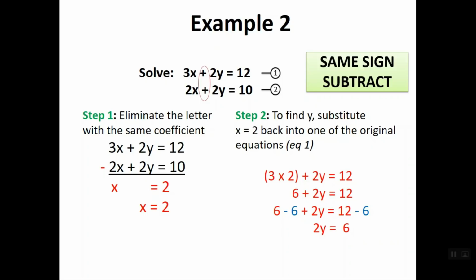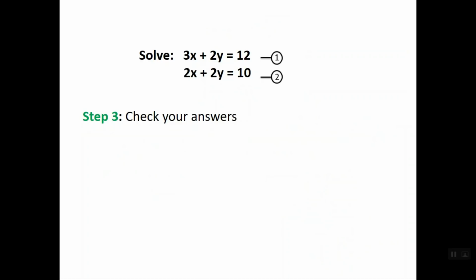Now I'm solving for y, which therefore means that that 2, I need to get rid of it. And in doing so, it therefore means I need to do the opposite of multiplication because the 2 is being multiplied by the y. So I divide both sides now of the equation by 2. And now I should get my y to be equal to 3. So now I have x is equal to 2 and my y is equal to 3. And step 3, guys, it's like you're testing or you're checking your answer.